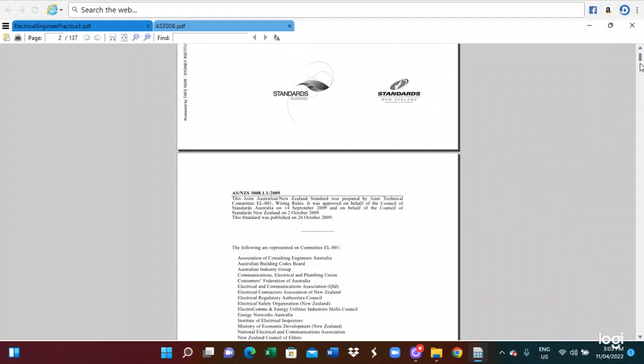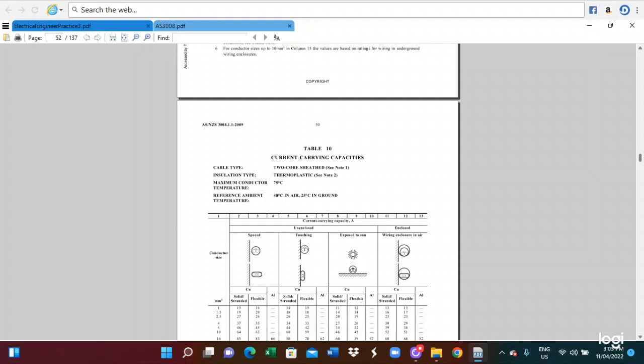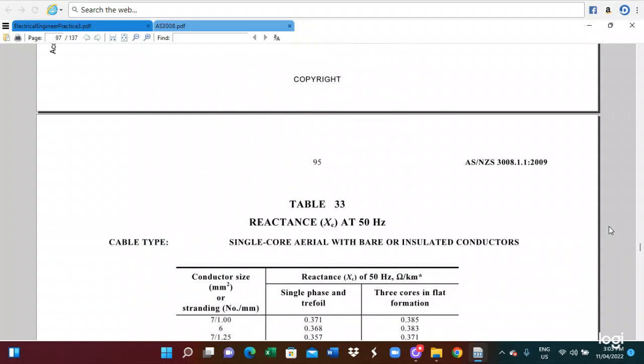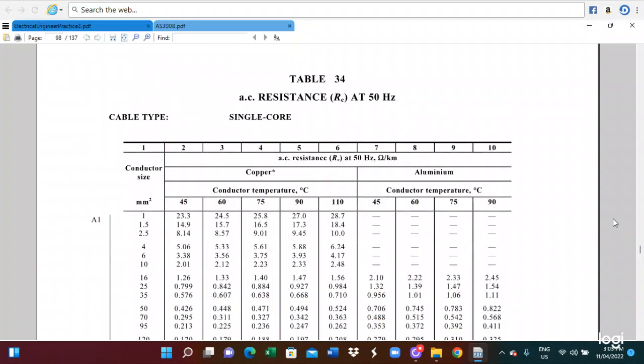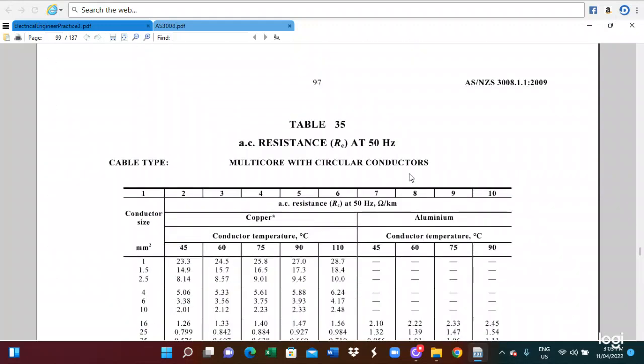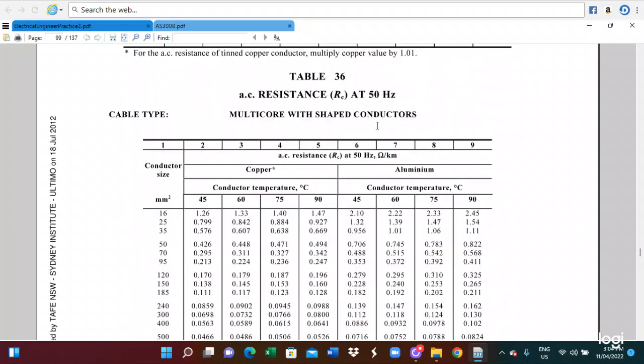Let's go through tables 34 to 39. Table 34 is for single core cable, copper or aluminium, and depending on the conductor cross-sectional area, we get the impedance at 45 to 90 degrees centigrade. Table 35 is for multi-core cable, copper or aluminium conductor, and we get the impedance. Table 36 is for multi-core cable with shaped conductors. Depending on copper or aluminium and the conductor size, we get the cable impedance, ranging from 45 to 90 degrees centigrade.